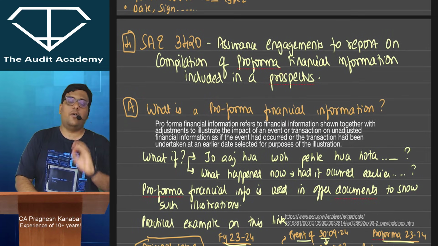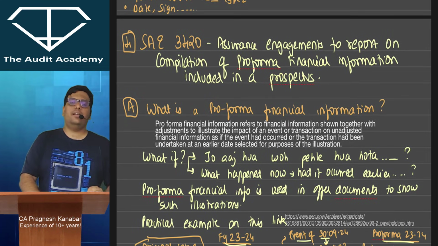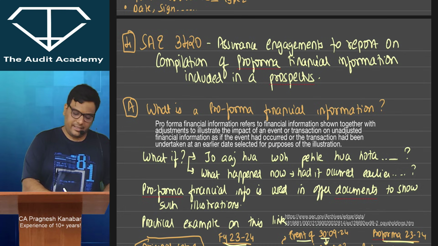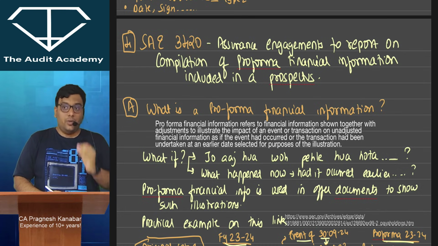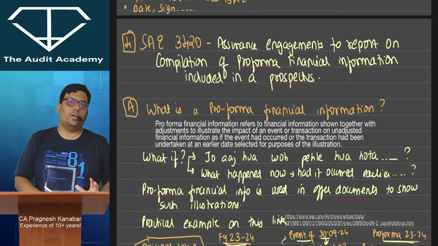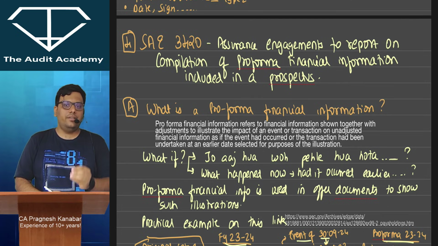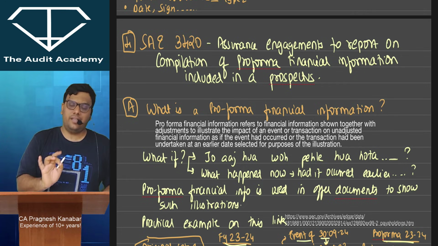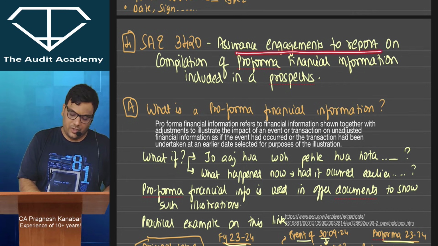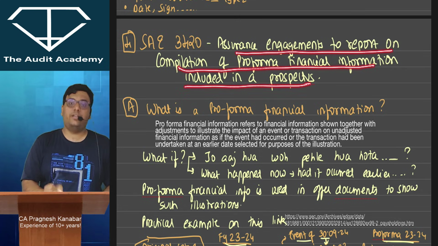Okay, now the last standard in the SAE series, that is SAE 3420. All right, you have to understand the introduction properly. If you understand the introduction, then it is a matter of just 5-6 minutes. All right. Okay. First, let us understand the title: assurance engagements to report on a compilation of pro forma financial information included in a prospectus.